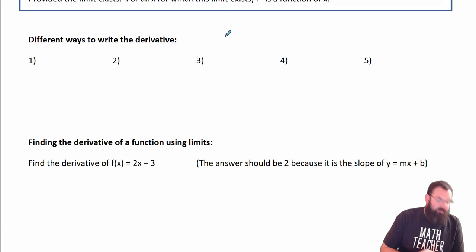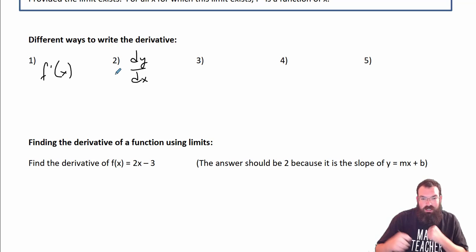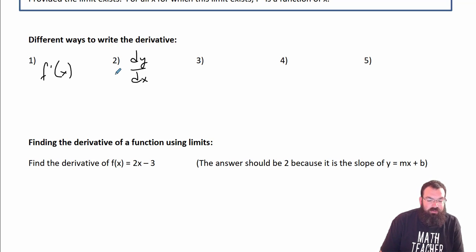There are 5 different ways to write the derivative. You've seen most of these already. F prime of x makes sense. Okay, remember this is prime, not f apostrophe, it's f prime. Another one is dy over dx. Remember this was Leibniz and Newton, they were fighting over who was going to have all this stuff, and it really doesn't matter.